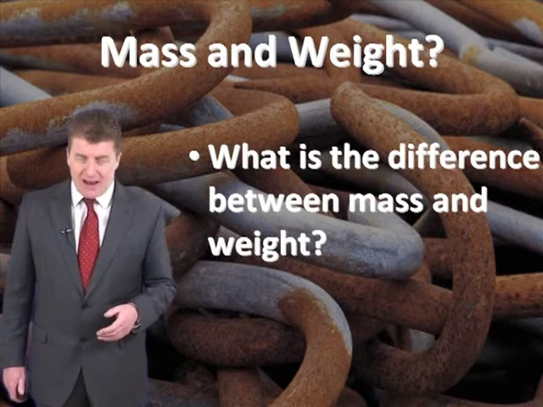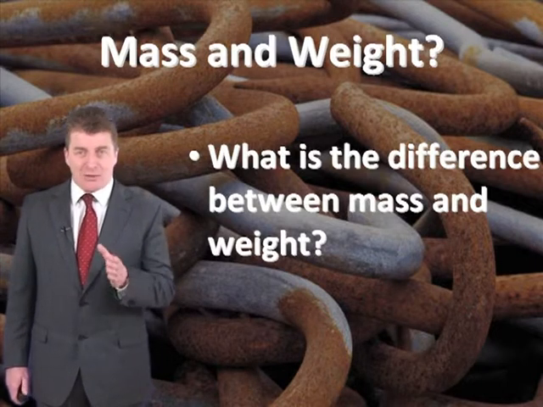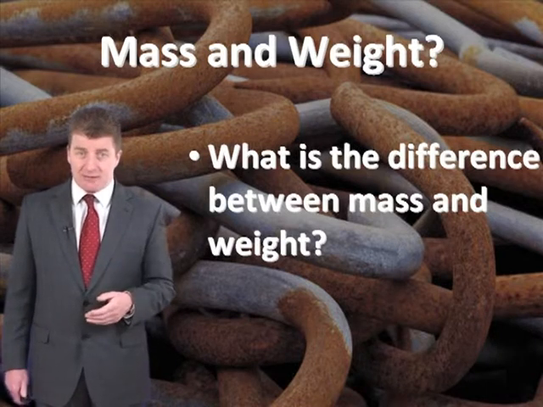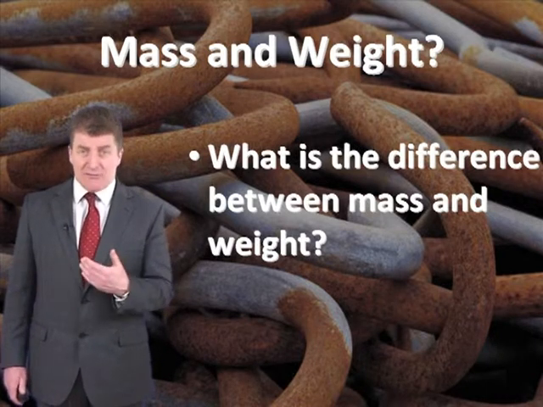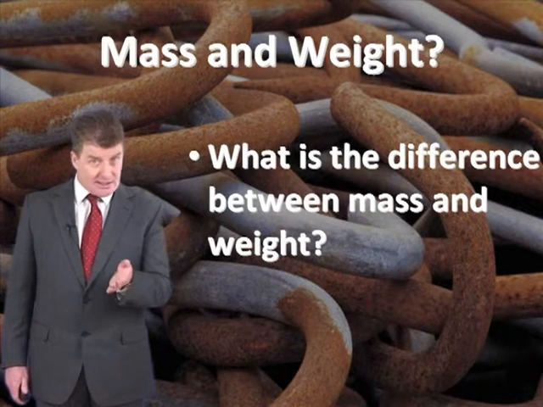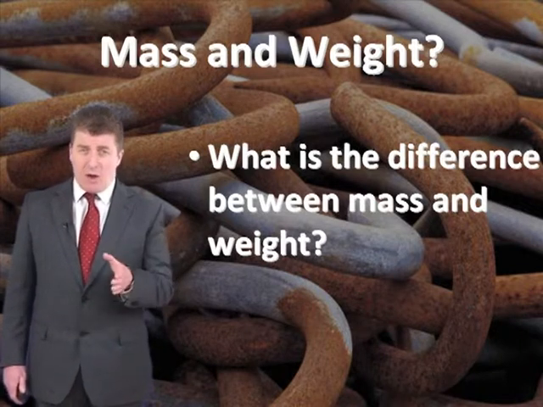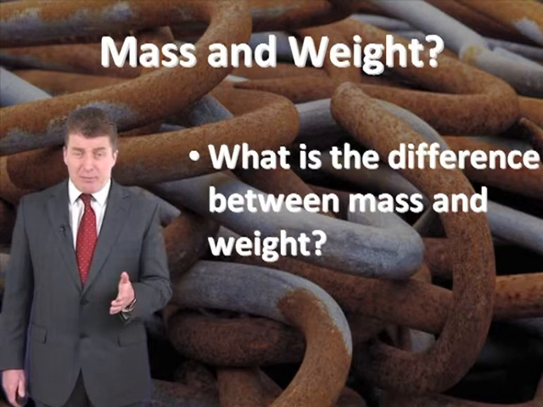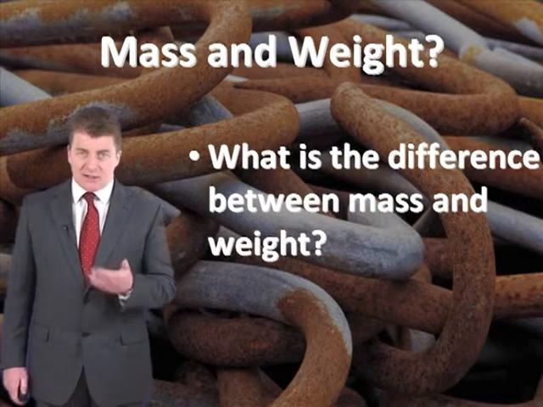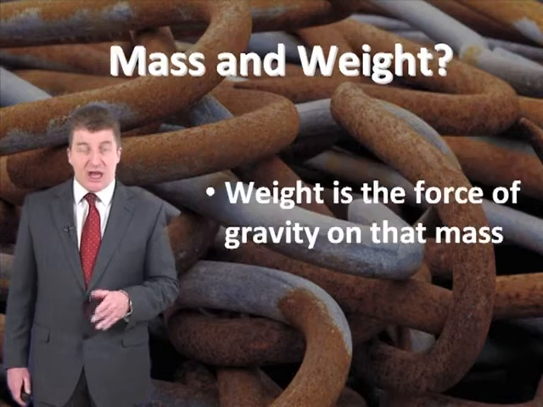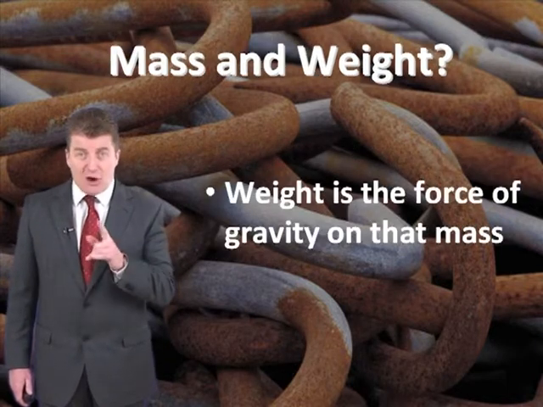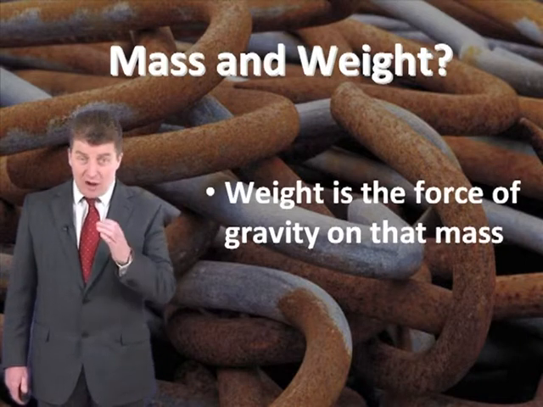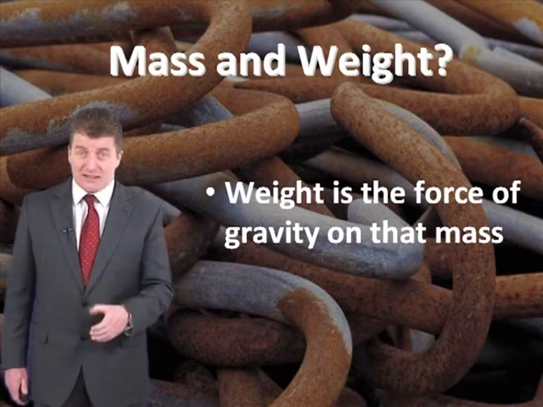So this is where I want to clarify the difference between mass and weight. Mass is the amount of matter you have, and it's measured in kilograms. So I've got a mass of 65 kilograms. That's my mass. On Earth, I've got a mass of 65 kilograms, and on Pluto or any other planet, I will still have the same mass, 65 kilograms. That does not change. Weight is the force of gravity on that mass. Do you understand? It's the force of gravity on that mass.